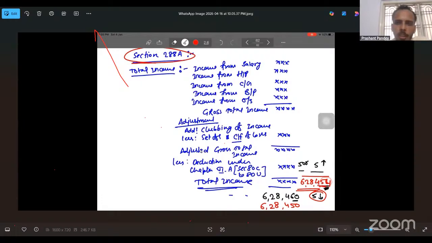Resident and ordinary resident, resident but not ordinary resident, and non-resident. This I will take up again in the next class, because that is essential in order to compute the total income and understand what income is taxable, because the taxability differs depending on the residential status of the SSC.